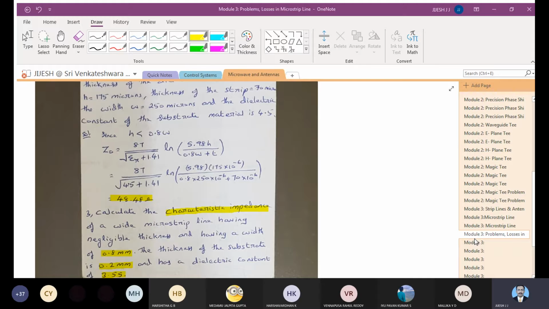Has anyone tried to do it? Has anyone done the problem? Which equation have you selected to solve that problem? Wide microstrip, sir. Okay, correct. Continue that and let me know the answer.